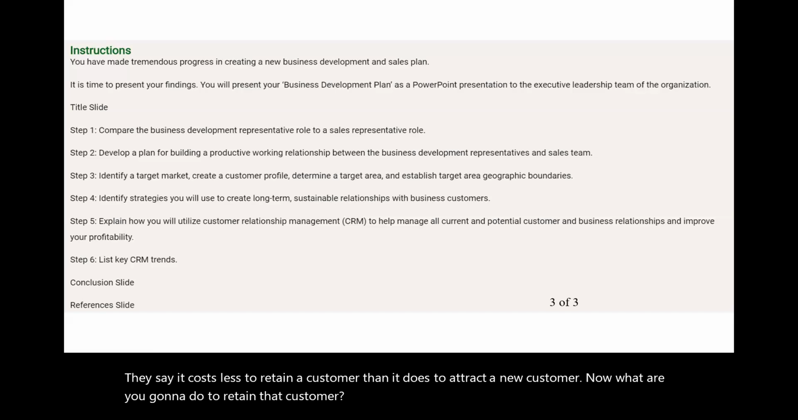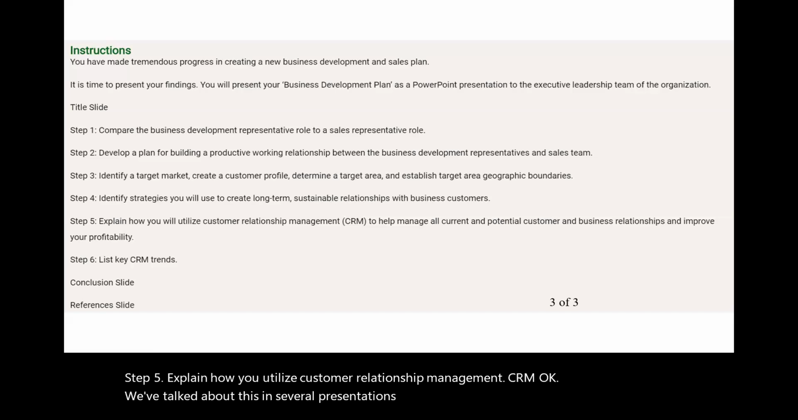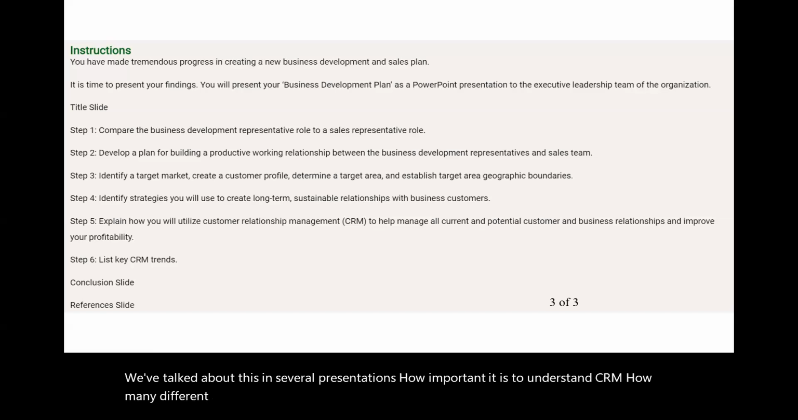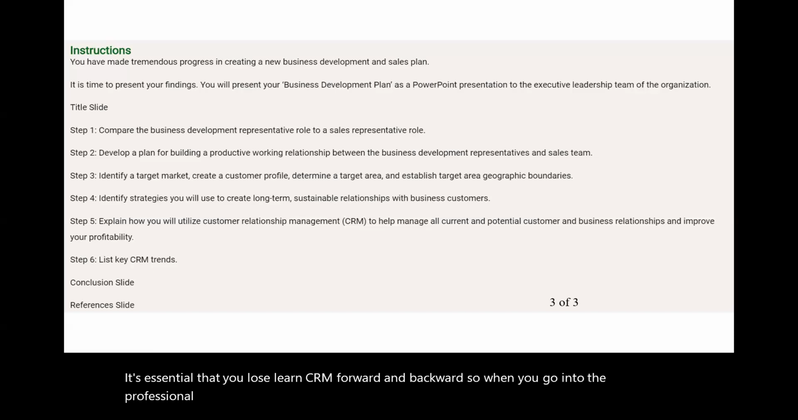Step 5, explain how you will utilize customer relationship management, CRM. We talked about this in several presentations. You know how important it is to understand CRM. You know how many different companies use CRM. It's essential that you learn CRM forward and backward, so when you go into the professional world, you will excel.